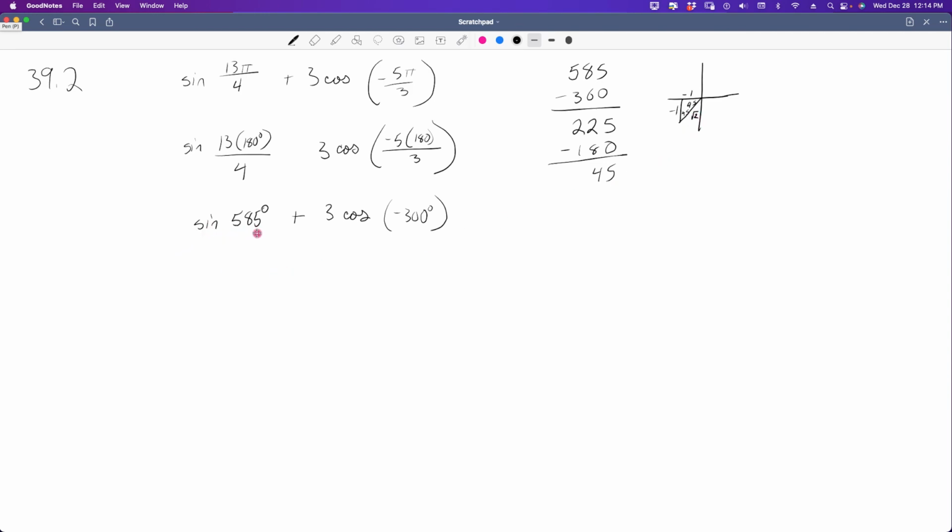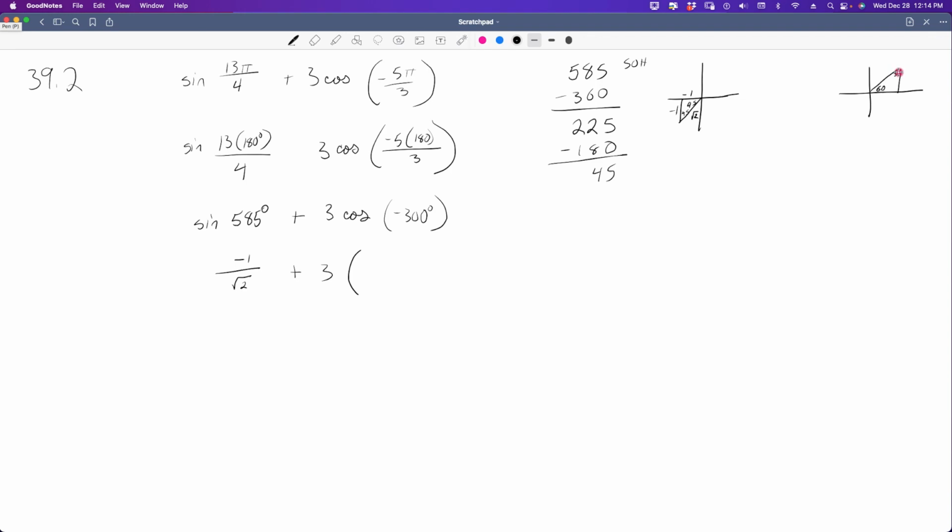So this is the sine. Sine is opposite over hypotenuse. So negative 1 over square root of 2 plus 3 times something. All right, so we know this is a negative degree. So the negative degree is going to count backwards, right? So if it counts backward 300 degrees, then it's 60 degrees shy of coming full circle. So that means we have a 60 degree positive angle right here, which is good.